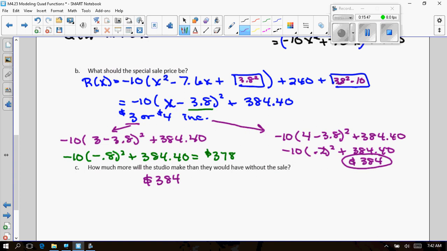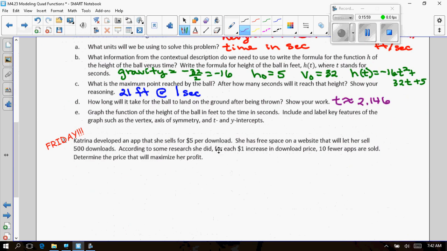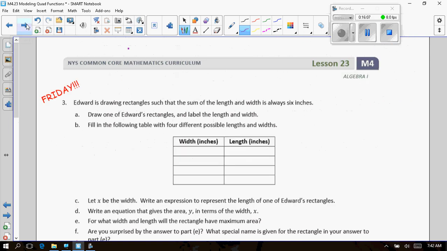Okay, all right. So that's it for the lesson today, you guys. You guys are going to have your homework. Go over to the next page here. You're going to do number 2 about Katrina developing an app, and number 3, Edward drawing rectangles. So problems numbers 2 and 3 for your homework over the weekend.